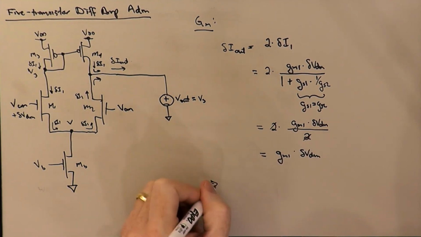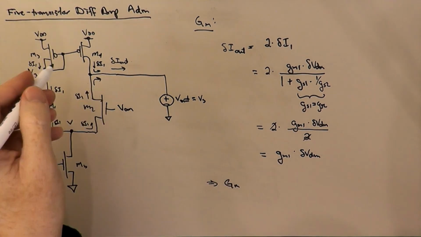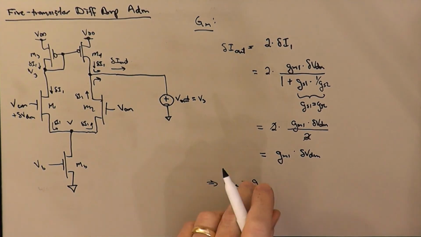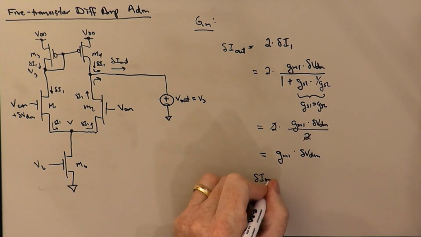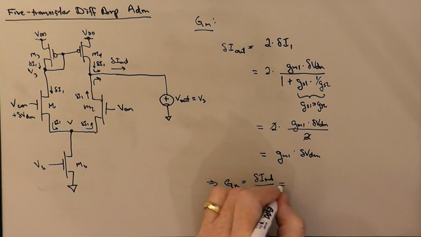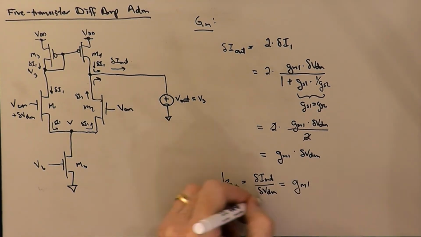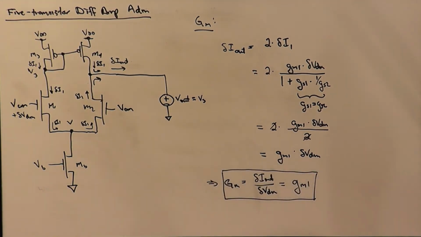And so the GM of our 5 transistor diff amp as a whole is just going to be given by delta I out over delta VDM, which is just little GM1. Okay, so that's half the calculation.